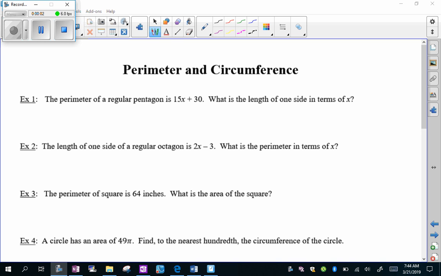In today's video, we're going to talk about perimeter and circumference. Those are two topics that you've discussed in middle school. So let's look at example 1.